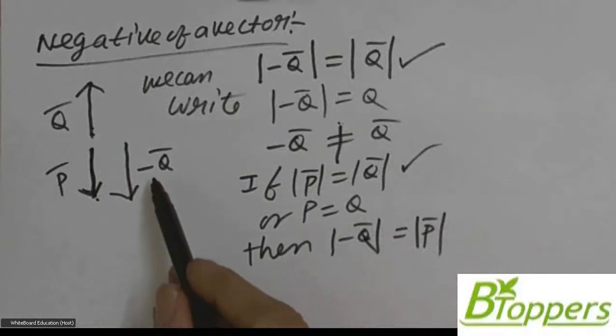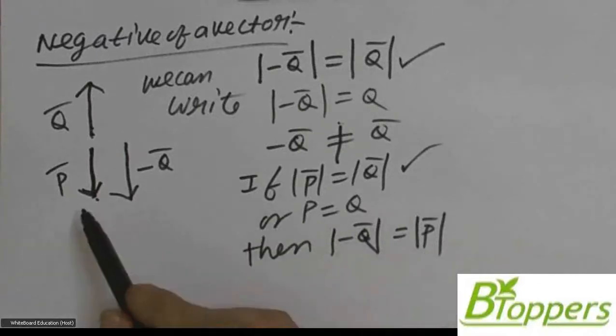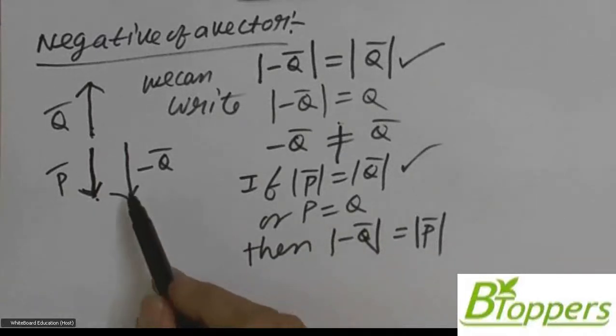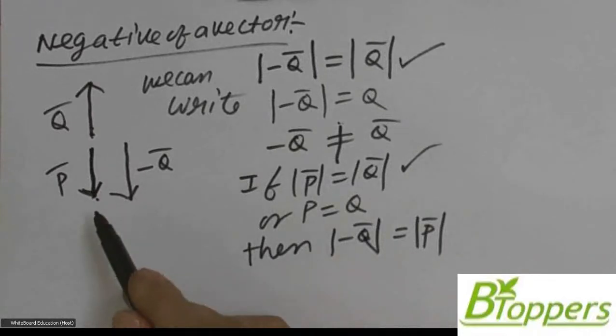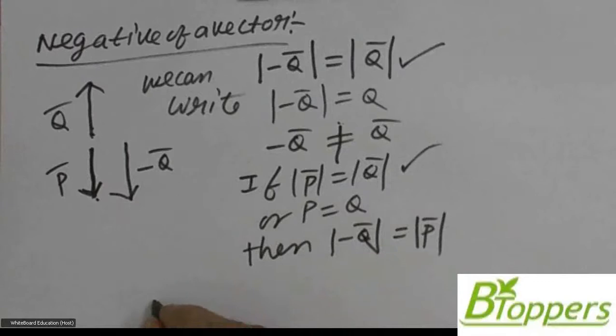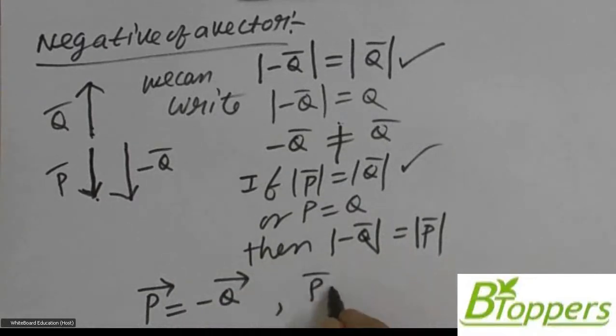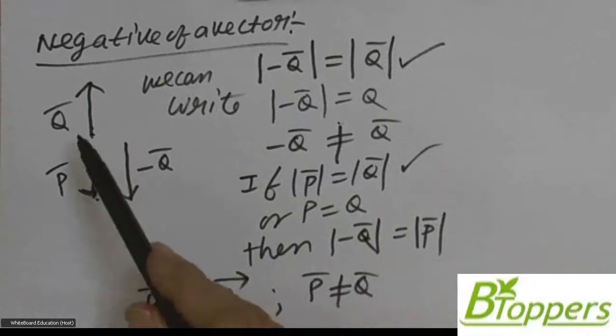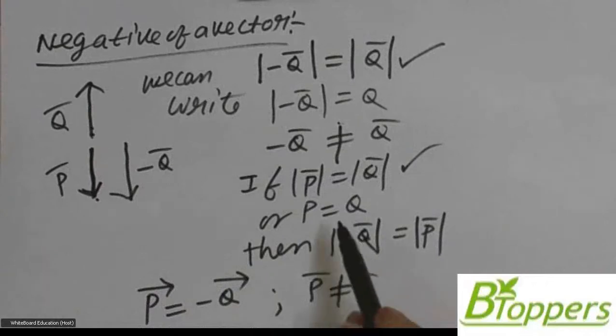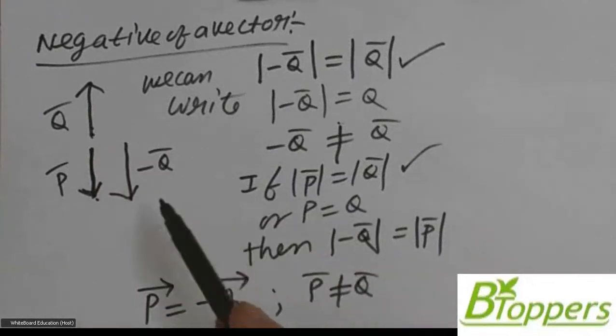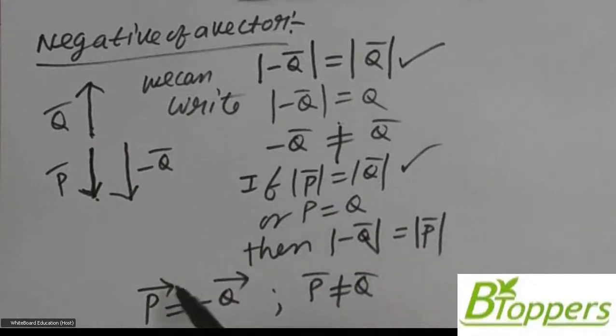That means the two vectors, minus q bar and p bar, have the same magnitude and also the same direction. So in general, if two vectors have the same magnitude and the same direction, then they are equal. Therefore, we can write p bar equal to minus q bar. But p bar is not equal to q bar, because the direction of p bar is not the same as the direction of q bar. Therefore, in general, if two vectors p bar and q bar which have equal magnitudes act in opposite directions, you can write vector p bar equal to minus q bar.